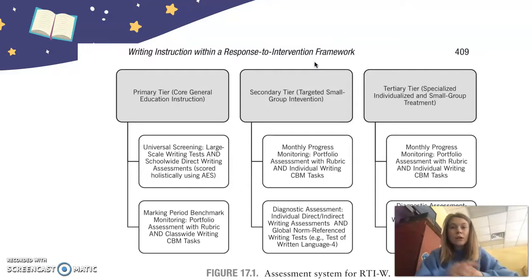And one thing that you can use for the writing response intervention system is the CBMs, which I've been doing with my practicum student, and I think they've been really fun and interesting. And then finally, the 3rd tier. And again, you're doing a lot more of that progress monitoring so that you can do the personalized instruction for what that student needs.